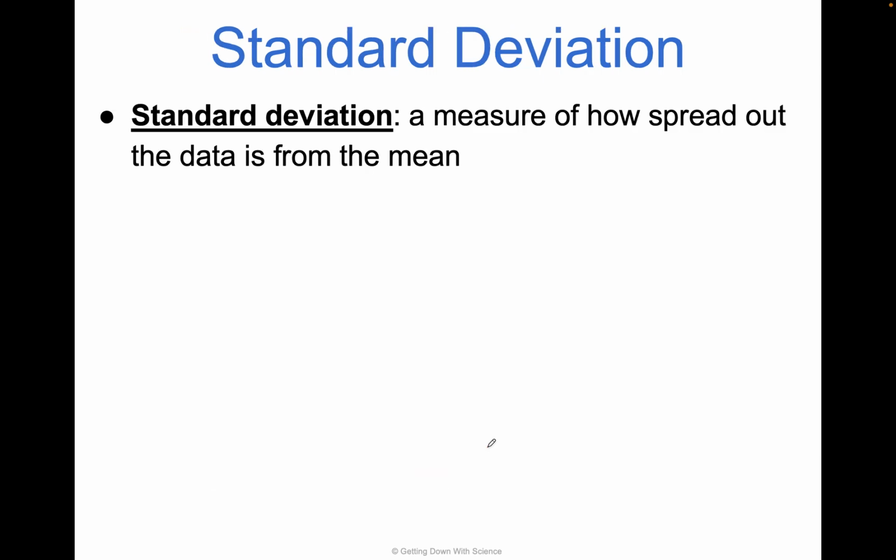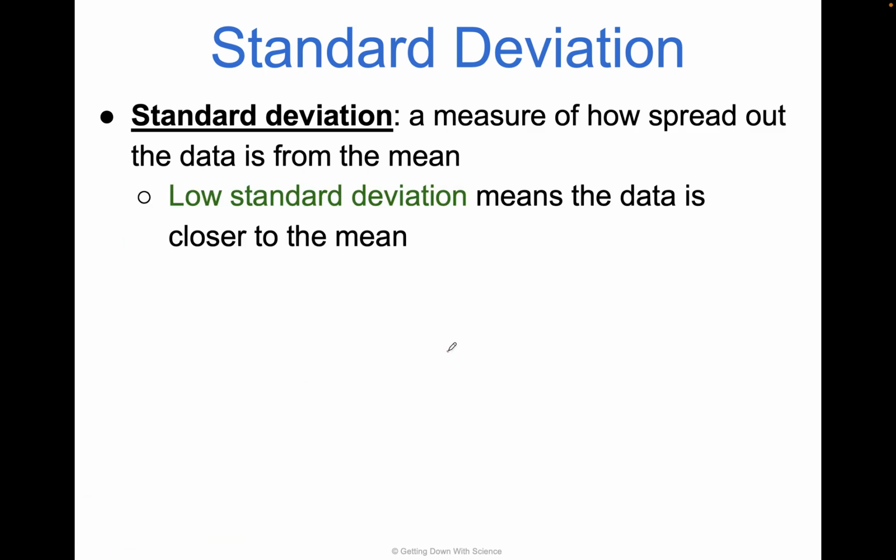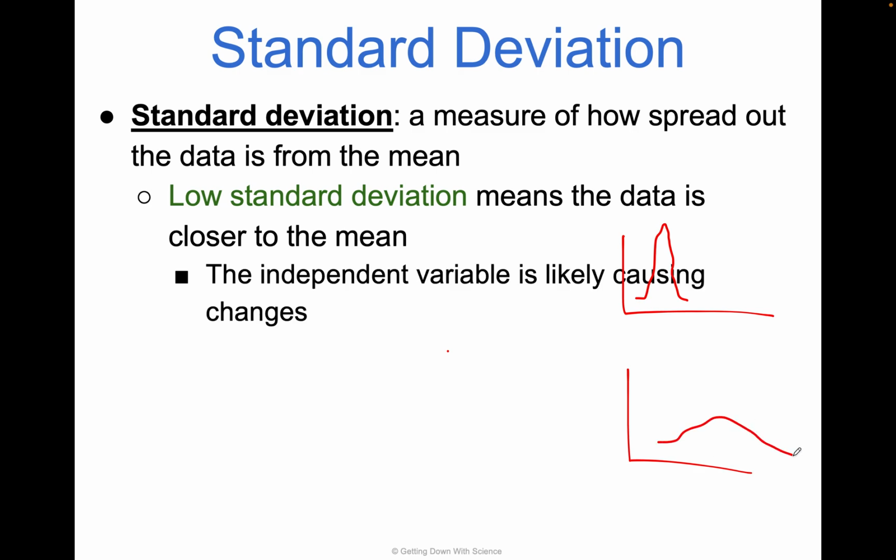Awesome. So standard deviation. This is a measure of how spread out the data is from the mean. So remember the first chart that we saw, and it kind of looked like this. This is the bell curve. So you have your mean right in the middle, and the standard deviation is how far out from the mean this data goes. So low standard deviation means that the data is closer to the mean. So going back to this chart here, if you have a low standard deviation, it looks something like this. If you have a high standard deviation, it's more spread out.